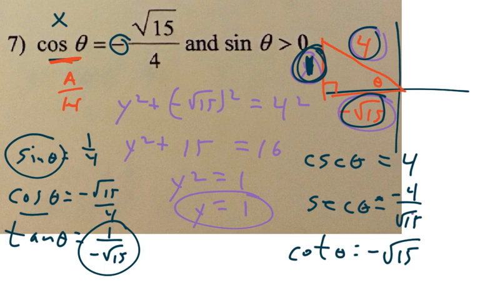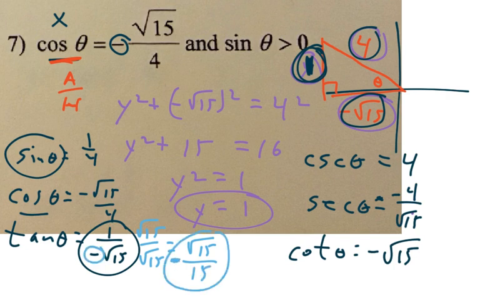And so what do we have to rationalize? We have to rationalize the tangent. So when I do square root 15 over square root 15, I get square root 15 over 15. Don't forget the negative. There is a negative right there. And we have to rationalize secant, square root 15 over square root 15, so we get negative 4 square root 15 over 15.